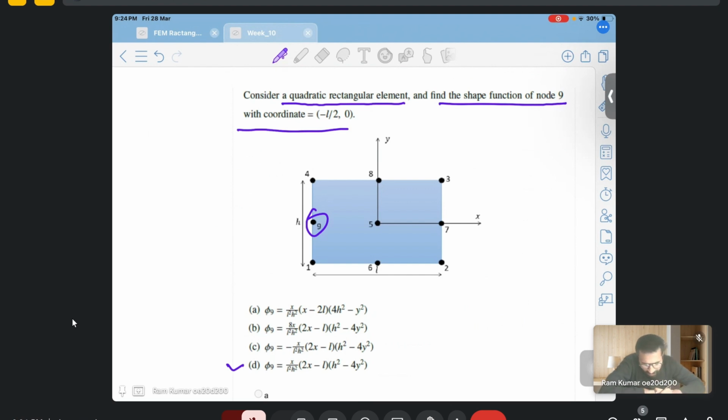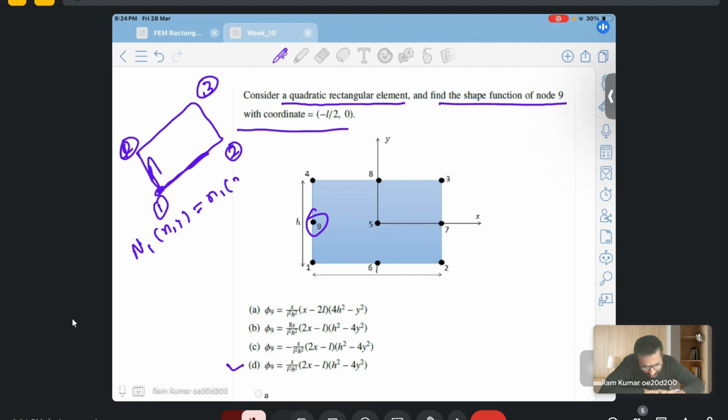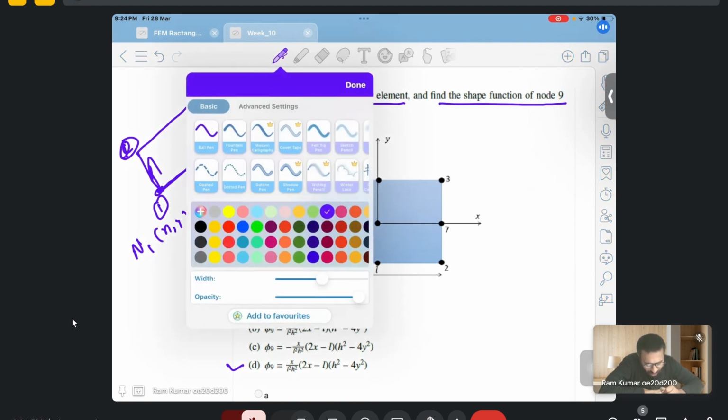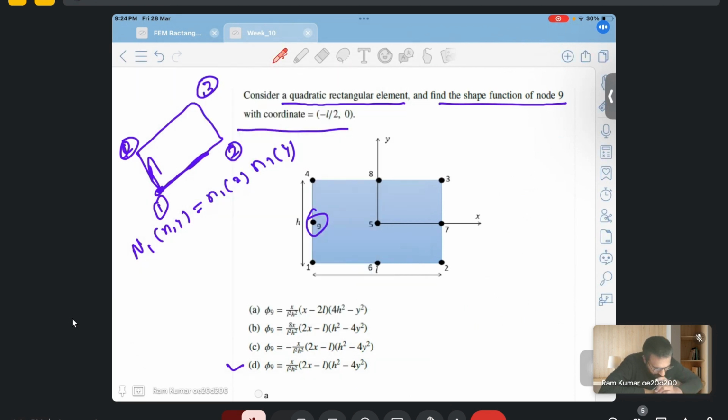For example, we have this one rectangular element, with nodes 1, 2, 3, 4. For node 1, we have the effect of this x and y. So now how are we writing it? N1 of x comma y equal to small nx and small n1 of y. So like this we can get it, let's try.